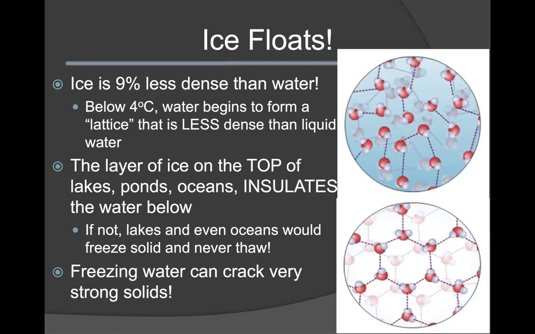This creates a lot of space between the water molecules, and this is the reason why ice would be considered less dense. Because of all of this space, there's a lot of opportunity for air molecules to come in, and as a result, ice floats. This is very important because this is what makes water such a good insulator, particularly when ice forms.